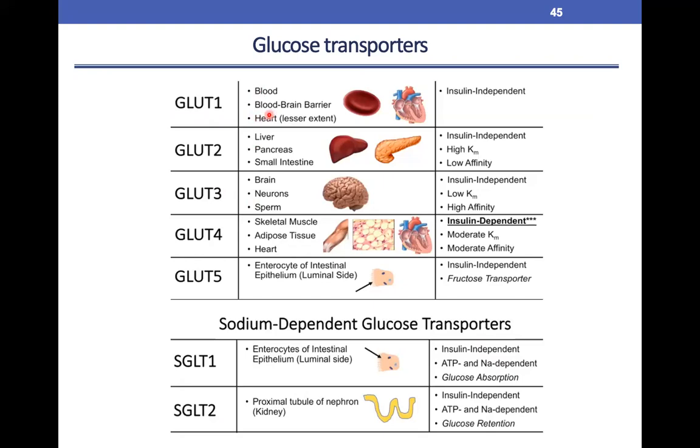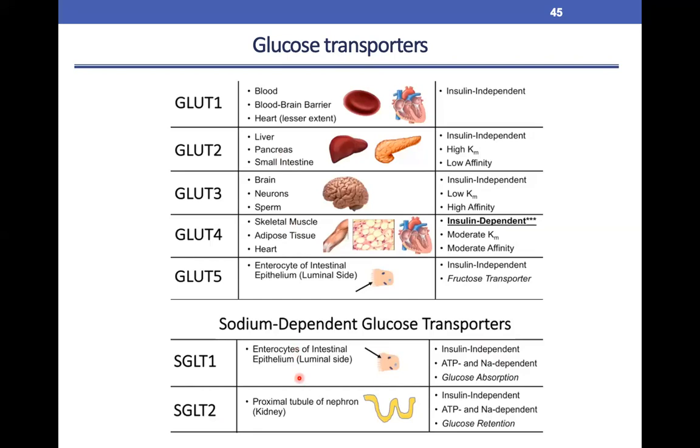Similarly, it doesn't even make sense for GLUT2 to be insulin dependent because how can the pancreas, which releases insulin, be insulin dependent? It doesn't really make sense. You know what I mean? Like, it doesn't make sense. You can't produce the insulin and then also be receiving it.